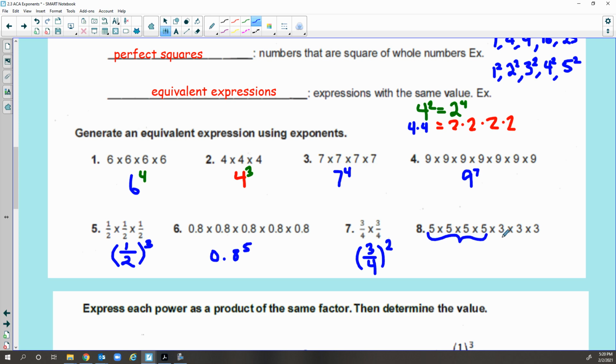I've got some 5s and I've got some 3s. So we could just set up 2 different multiplication problems, but we will set up our exponents with the 5s and the 3s only. So the 5s would be 5 to the 4th, and the 3s over here, that's just going to be 3 to the 3rd, because there's 3 repeated 3s there.